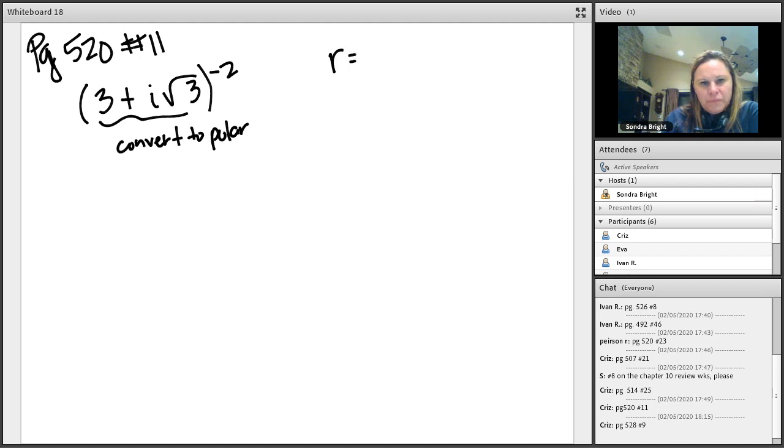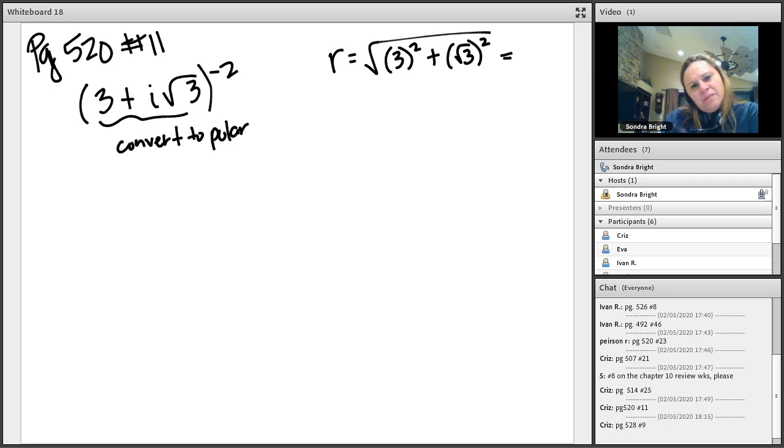Your r will be the square root of 3 squared plus root 3 squared. By the way, when you do these r's, you don't put i in it. It's just a squared plus b squared, and the b is the number in front of i, or multiplying times i. All right, so that ends up giving you what? 9 plus 3 is root 12. That's 2 root 3. So that's your r.